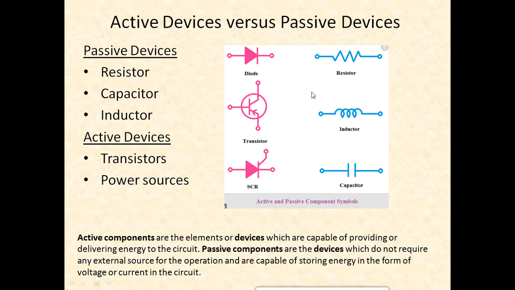Well, the slide clearly shows the symbols of active devices and also passive devices. Well, you just look at the pointer. So the pointer shows that, yes, that's the symbol for a resistor, inductor, and a capacitor. So all these three components belong to passive devices. Whereas on the left hand side, you can clearly observe that diode is an active device, transistor is also an active device, SCR, which stands for silicon controlled rectifier, is also an active device.